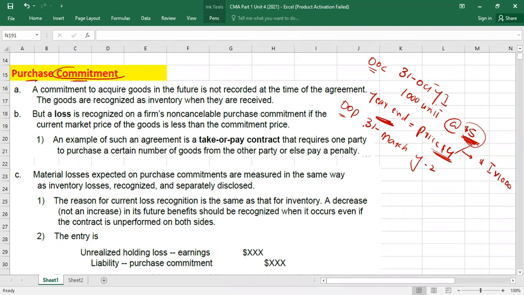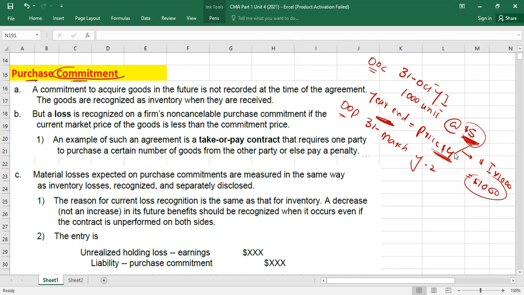1,000 units are there, so $1 for each unit. Total loss you will incur is $1,000. This loss you have to accrue. You have to book it at the end of the year. You are getting my point, right? The gain you are not allowed to book due to the prudence concept. There could be a gain.